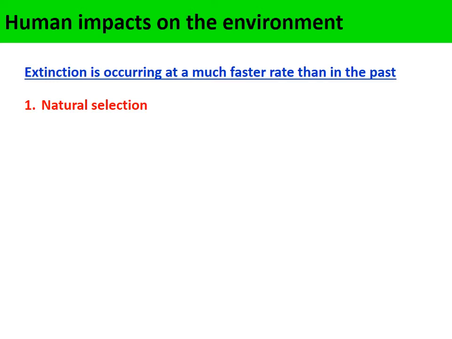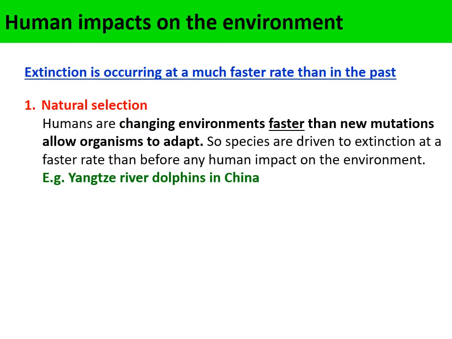So we know extinction is occurring at a much faster rate than it has ever occurred in the past. Now, one reason is to do with natural selection. Because humans are changing the environment so quickly, that changing environment is occurring at a faster rate than new mutations can occur that allow a certain species to adapt to the changing environment. And this is why some species are now being driven to extinction at such a rapid rate. So one nice example is the Yangtze River dolphin that we did find in China, otherwise known as the China River dolphin.